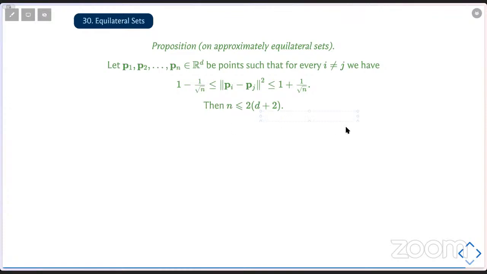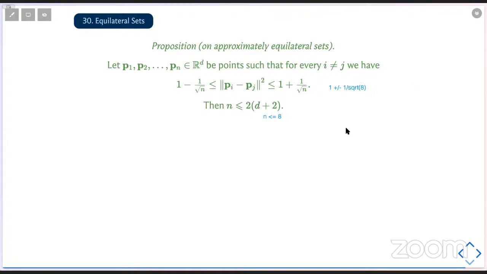So if d is 2, then you're saying that n is at most 2 times 4, or 8. So then this bound in turn is going to be 1 plus or minus 1 over square root of 8. So 2 root 2 or something like that. It's no easier to write. So yes, that's a concrete question.